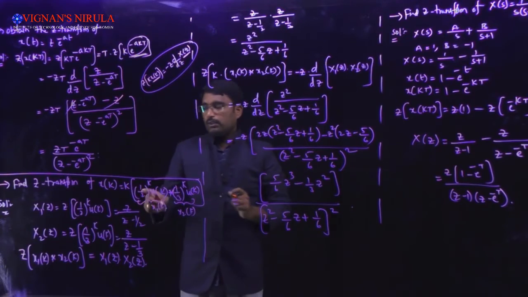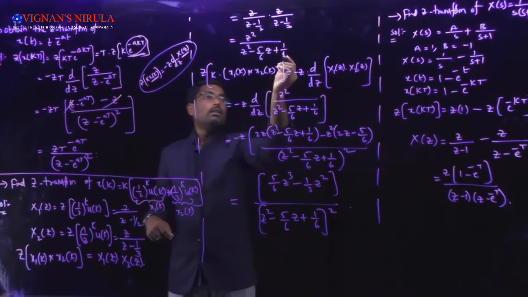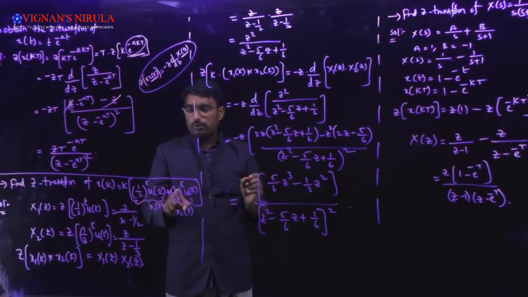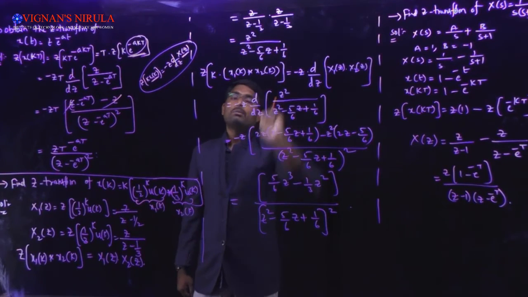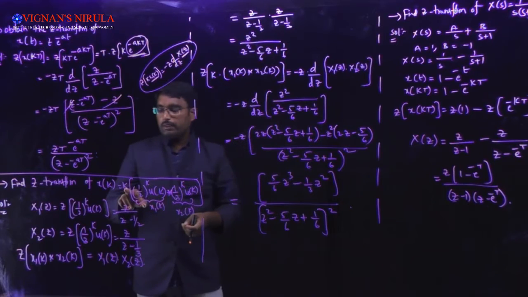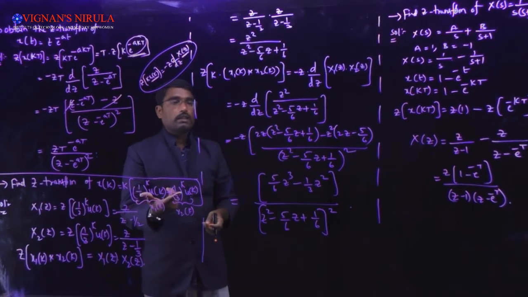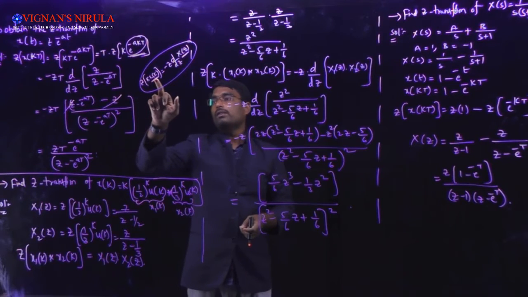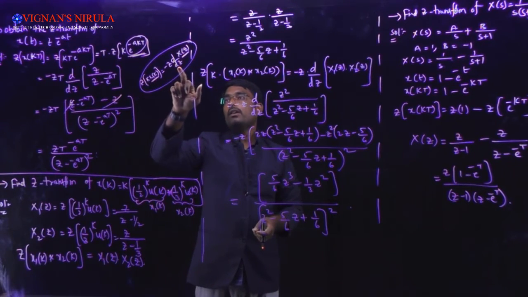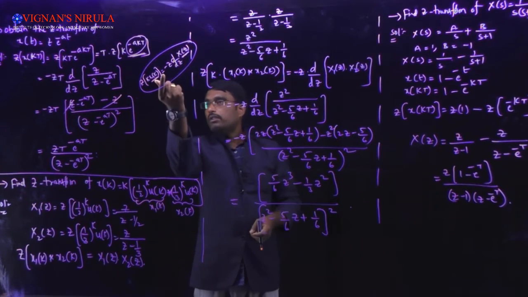Now the Z transform of this convolution of x1 of k and x2 of k is obtained as z square minus 5 by 6 z plus 1 by 6. Now we are asked to find the Z transform of k into this total thing. We have the formula that the Z transform of k into x of k is minus z into d by dz of x of z. Here x of z is the Z transform of x of k.